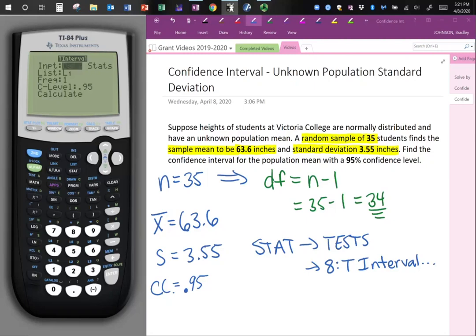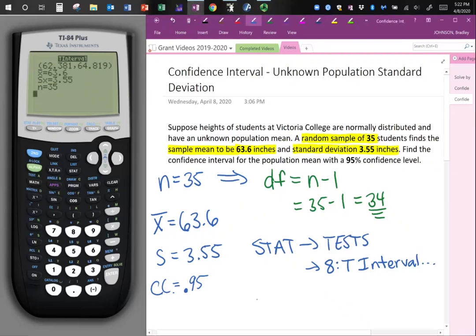Now data. Do we have any data put in list 1? No, we do not. Now, if we did have the list of 35 students and all their heights, we could put that in list 1 and calculate it that way. But we have the statistics, so x bar is being asked first. That's the sample mean, 63.6. S relates to the sample standard deviation, 3.55 is given. And then n is our sample size, n is 35. Do not put the degrees of freedom in there. It will calculate degrees of freedom automatically in the background when I hit calculate. So when I hit calculate, it thinks, and we have our interval.